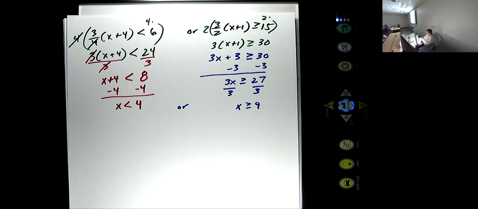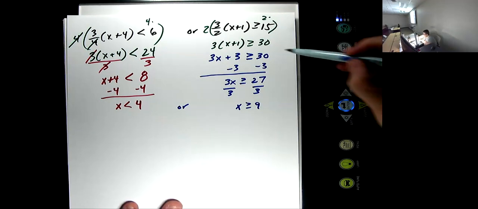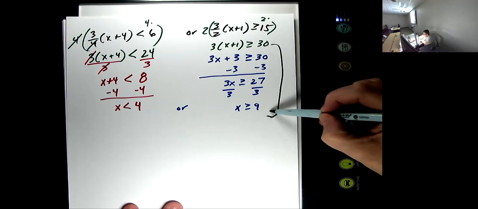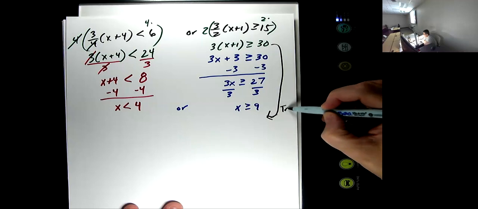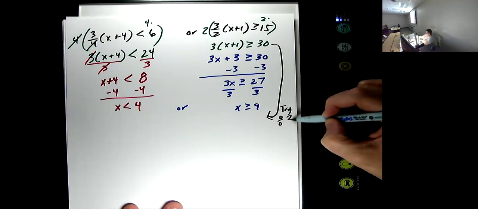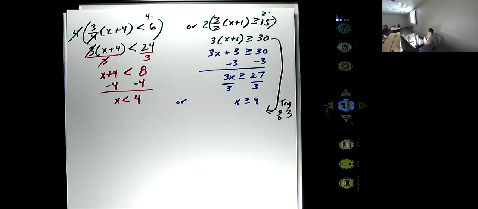And I want you to do this real quick. Try this approach, try dividing by 3 here and see if you get x is greater than or equal to 9. See how it works for you. Like right now, pens up. Give it a try. I think you might like it. It's quicker. You're what? Still working on the first one. Oh, okay.